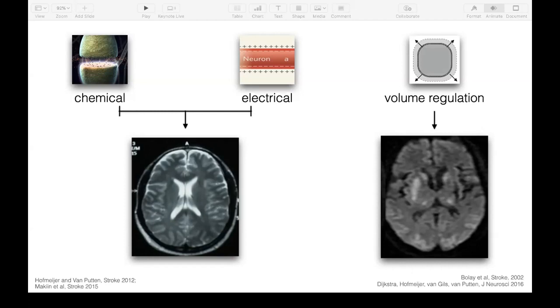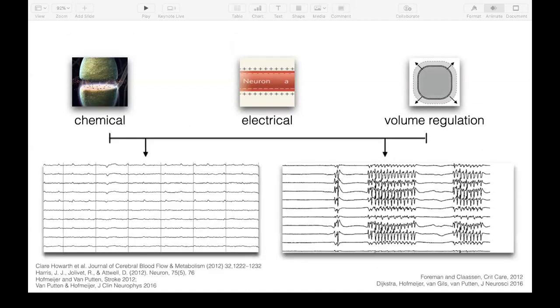Now, if there is a change in the cell volume, then indeed we can find changes, for instance, using a diffusion-weighted MRI. Electrically, however, it is observed or known that the sensitivity is much larger, because already when chemical synaptic transmission fails, this is reflected in the EEG.